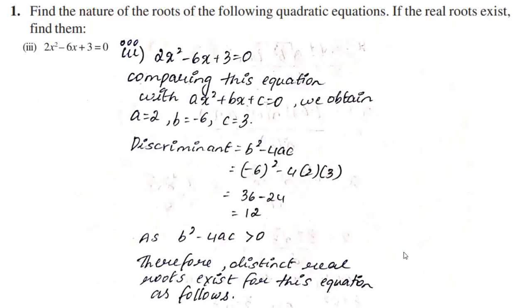This is a simple topic, so only we are going a bit quick. This is the equation which is given, and this is the standard form. Now write down A, B, and C. Discriminant b square minus 4ac is 12. We know 12 is greater than 0. Since it is greater than 0, roots are real and unequal.